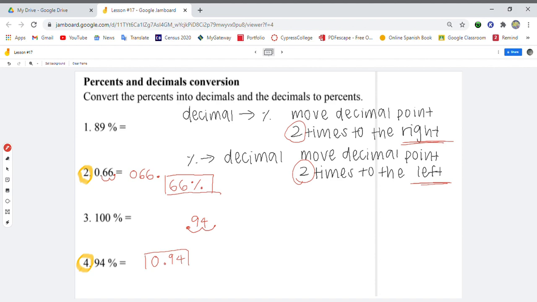This section is very easy, fairly easy. You just have to memorize these. And that's it for today.